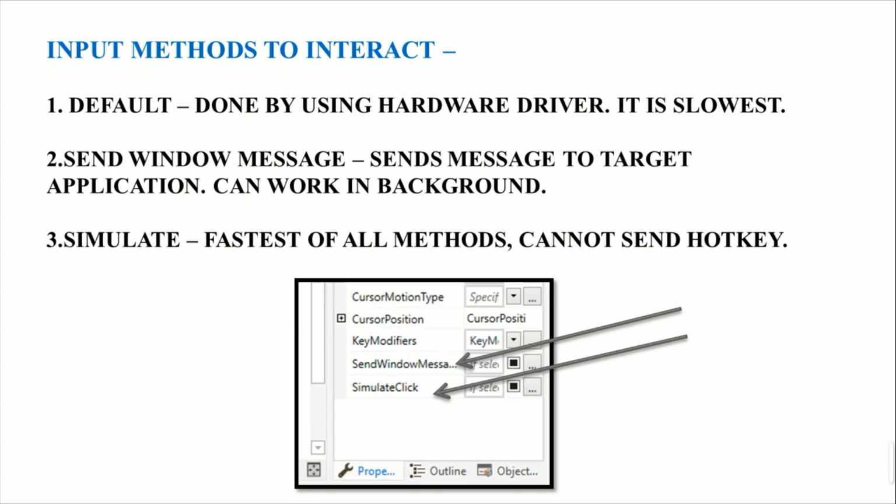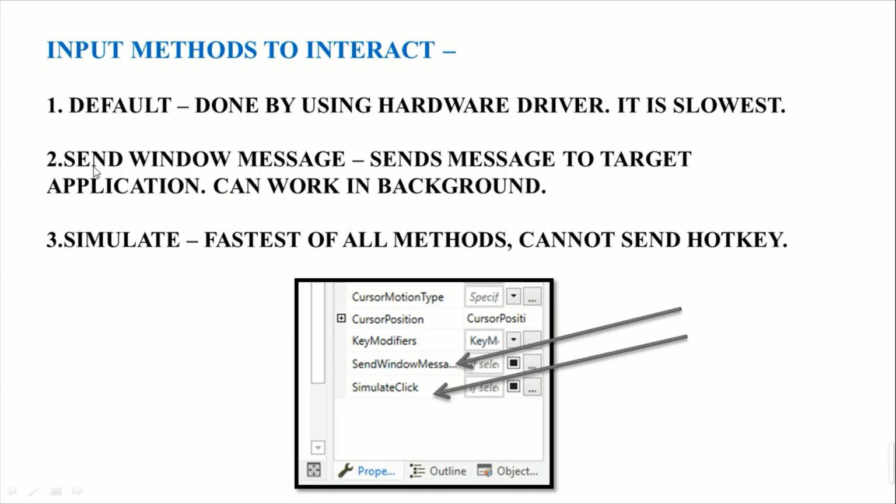There are three types of input methods which are mainly used in UiPath. First one is default, second one is send window message, third one is simulate click or simulate type. If we do not select either of the other two methods, then the default method is executed. It is executed by using the hardware driver itself. It is the slowest of all three methods and it cannot work in the background. We will see the compatibility table further on, so for now just remember the default method.